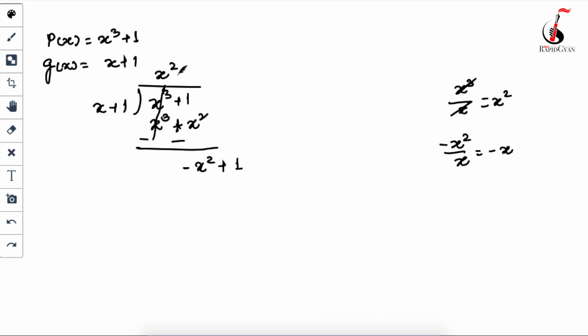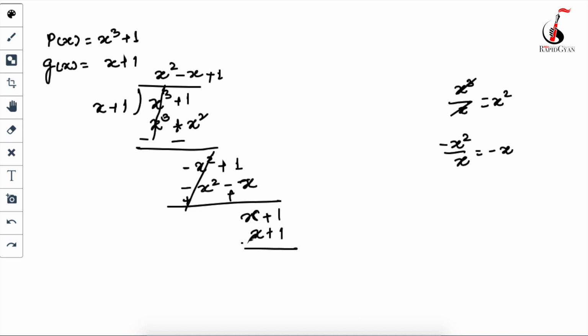Now this minus x will become the next term of my quotient. Now multiply this. Minus x into x plus 1 will give me minus x square minus x. This will become plus, this will become plus, this will cancel out, this we cannot divide, so I will simply write x plus 1. Now again, divide x, the first term, by x. If I divide x by x, I will get plus 1. Now write x plus 1 and subtract, minus minus, both will be cancelled out, my remainder is 0.